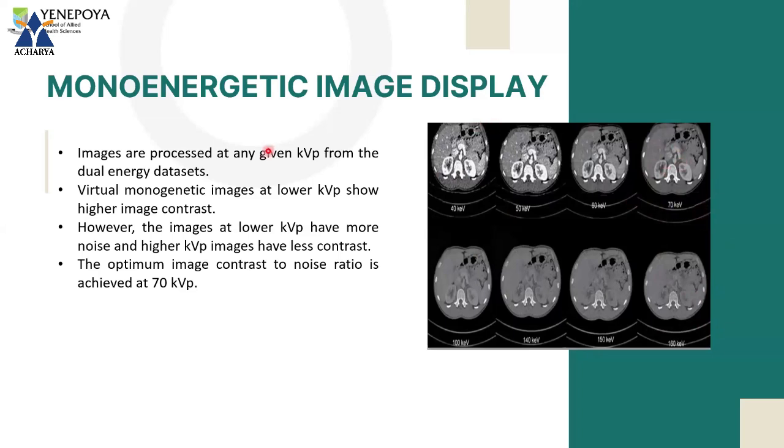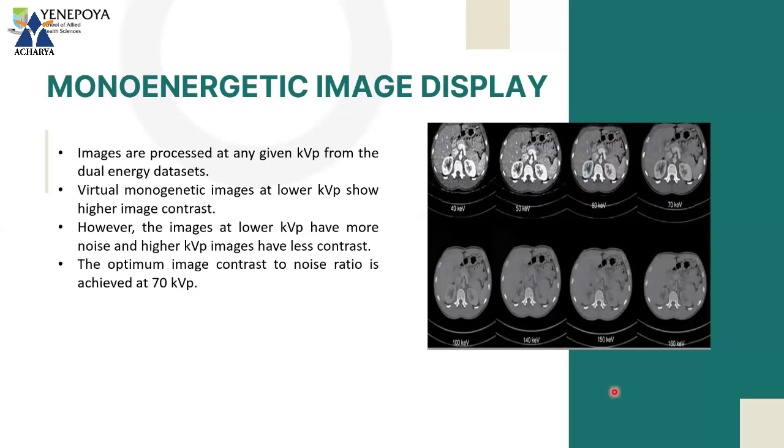Basically what I'm trying to tell is you will be post processing the data at all the energy levels. Typically, if you want to see higher contrast, you go for 40 kVp. But if the noise is very bad and you are not able to visualize it, you come somewhere in between 70 and 140 kV and see if the image has optimum contrast with less noise, and then you visualize those images. This is how monoenergetic image display works.